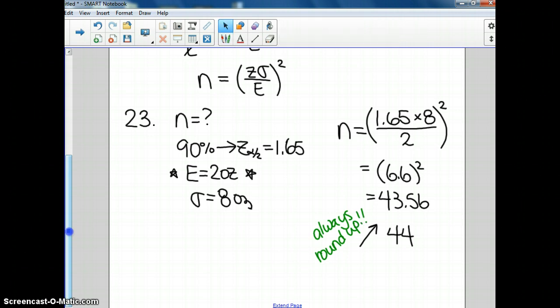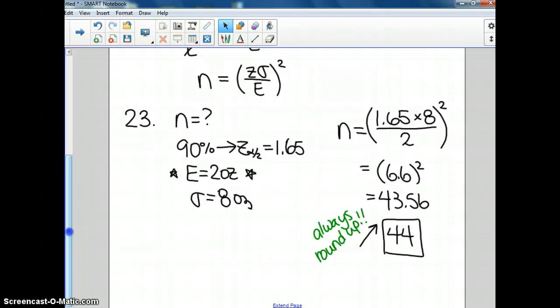Because I can't have a portion of a person, but I need at least 43 point some, then I know that I have to go up to that next whole number, even if the decimal would normally round down. So my sample size would have to be 44 or greater in order for me to guarantee that I can be within 2 ounces of the actual birth weight for the population of those babies.